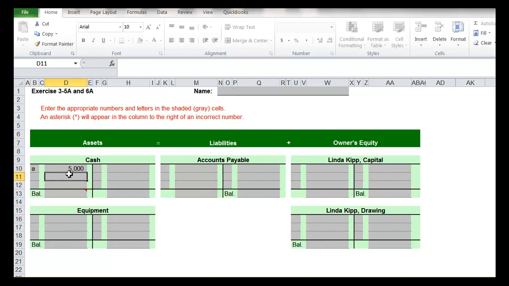So there's my debit. Now I need to have a credit. Well, anytime we invest cash and start a business, it's going to increase our capital. Okay, so now I've increased my capital, so my 5,000 debit equals my 5,000 credit.